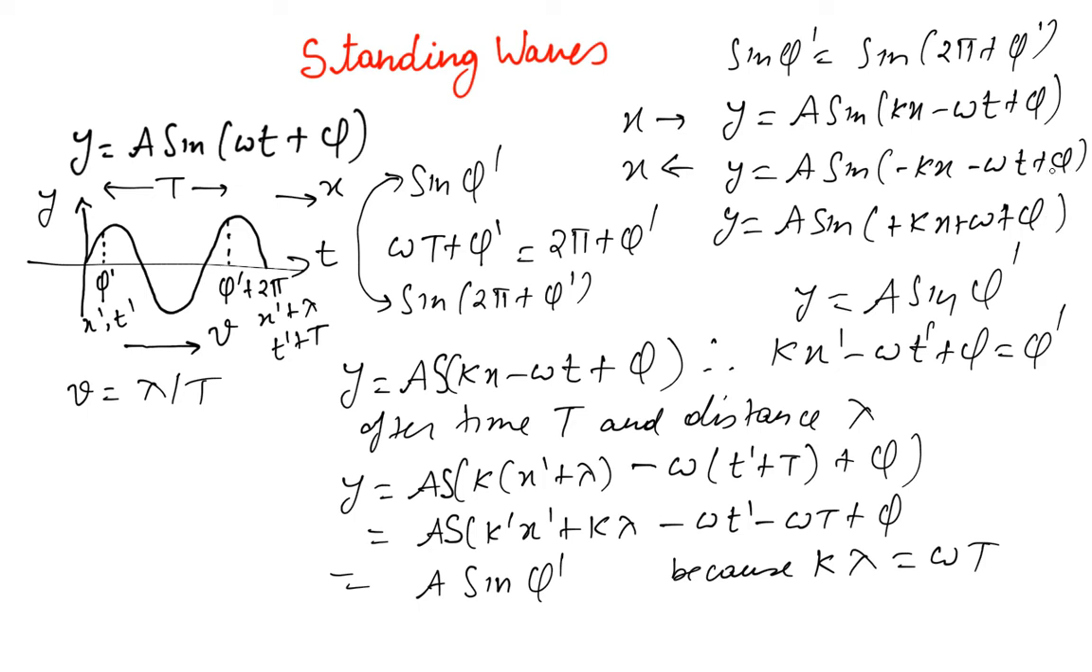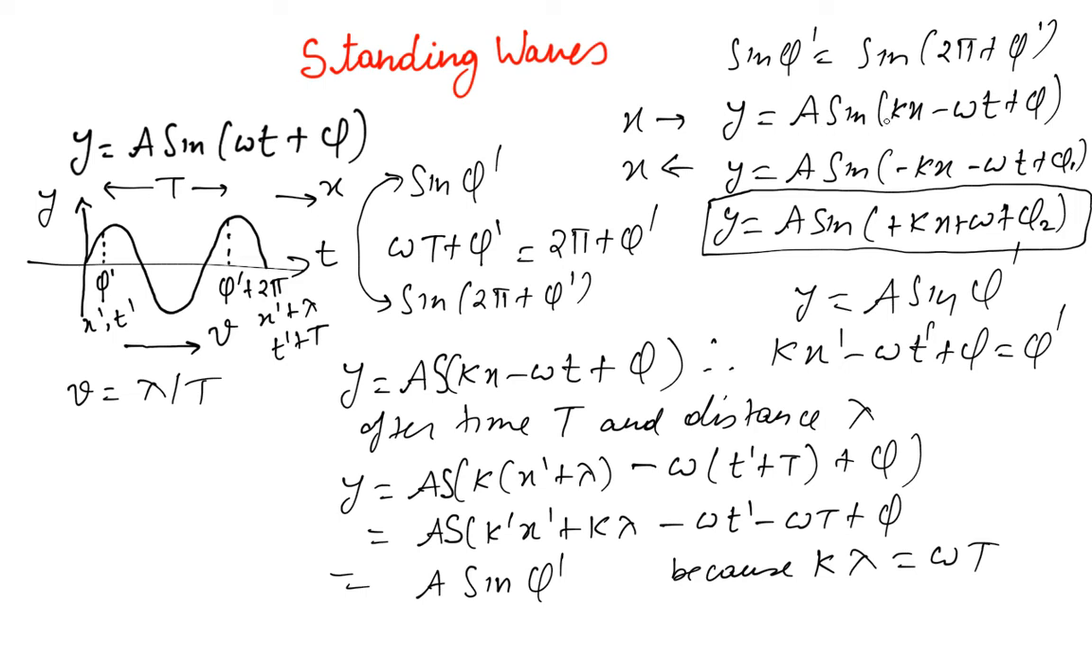Now this phi is different from this phi. These two phi's are different. If you want, you can put a 1 and a 2. But this is a general equation. This is the general equation of any wave traveling in the negative x direction, and this is the general equation of any wave traveling in the positive x direction.